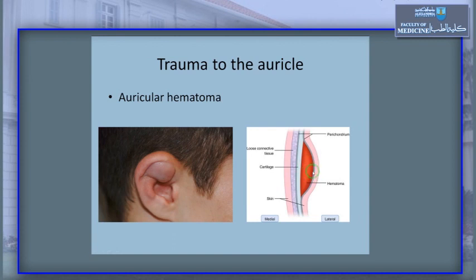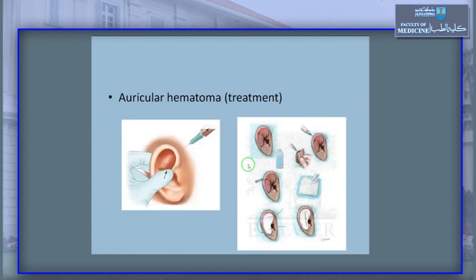So hematoma can be on one face of the cartilage on one side, or if the cartilage is broken, it can be on both sides, and typically it happens as a result of blunt trauma to the auricle. So what do we do for hematoma? We have to treat it in a two-step procedure. First step is to evacuate the hematoma, and second is to apply pressure on the site of hematoma.